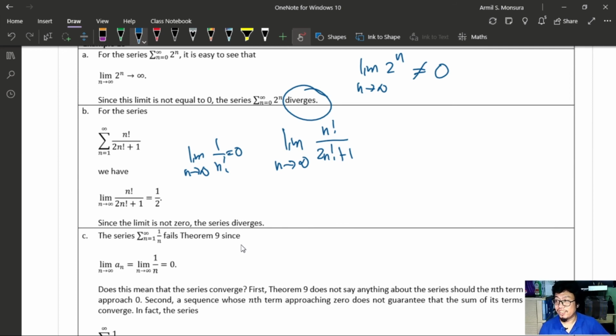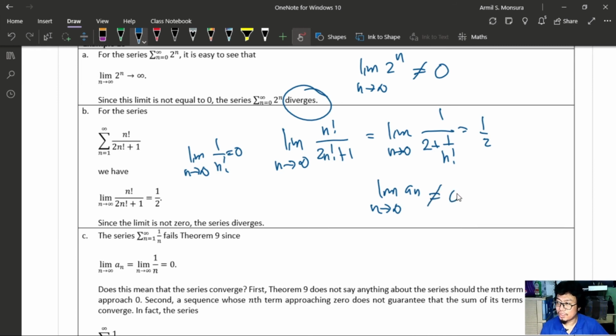So in that case, we can simply divide the numerator and the denominator by n factorial, so that this becomes the limit of 1 over 2 plus 1 over n factorial. Evaluating this limit, it becomes 1/2. Now, the limit is not equal to 0, so the limit of a_n as n approaches infinity is again not equal to 0.